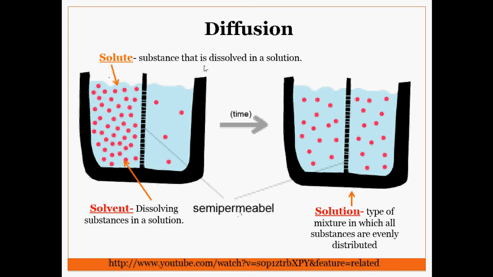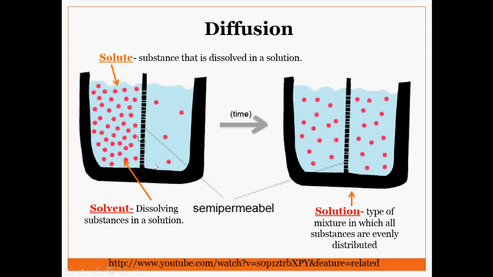The solute is going to be the stuff that gets dissolved, or the molecules that are going to be essentially moving. The solvent is going to be the stuff that is helping to dissolve or move that substance. And then the solution is going to be when it's mixed. And so when we have diffusion, we have a high concentration that eventually moves into the low concentration. And when it's done moving, we have an equal amount. We have an equilibrium, or homeostasis has been reached.